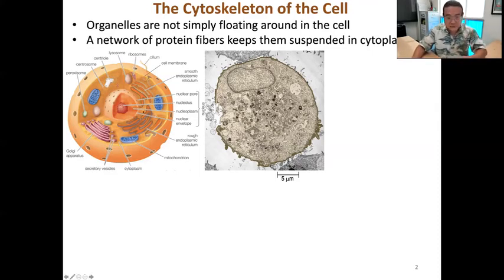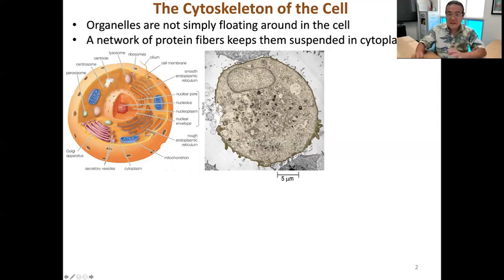So let's look at this cartoon here on the left. This is how we've been picturing a typical eukaryotic cell all semester long. We have these familiar membrane-bound structures, like, for example, in orange here, the endoplasmic reticulum. Here in pink is the Golgi, and in blue are the mitochondria. Again, these are not just floating around, crashing into each other. They are actually held in place by a three-dimensional network of fiber structures.